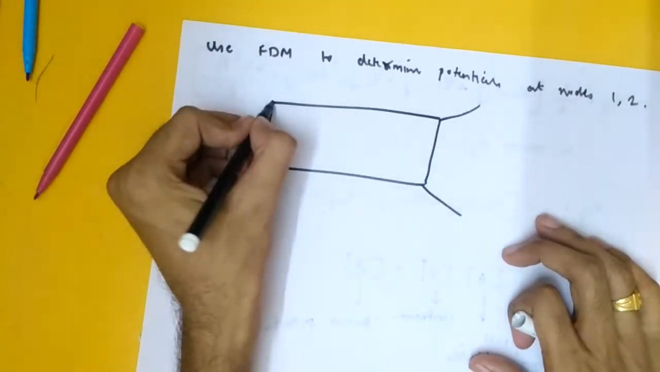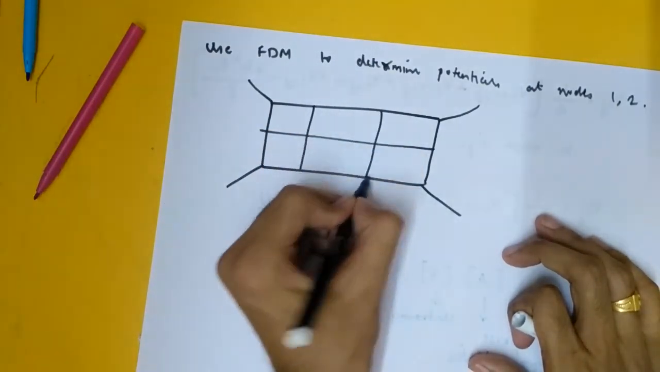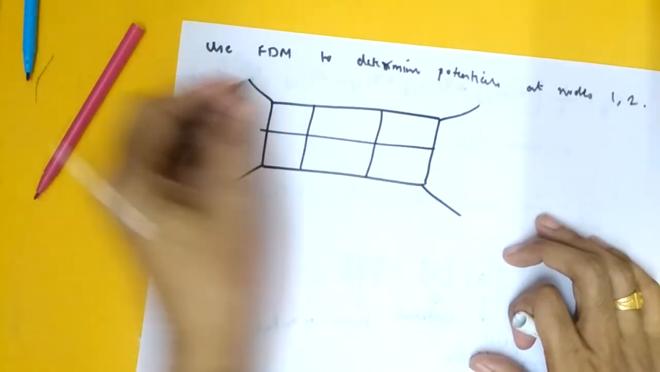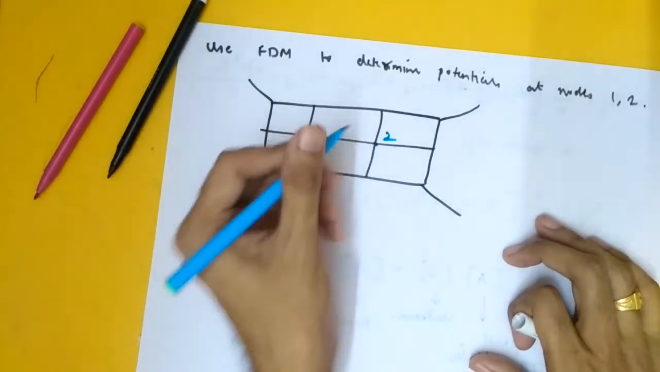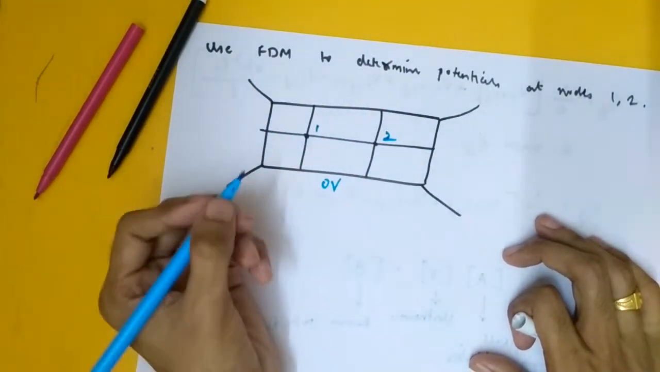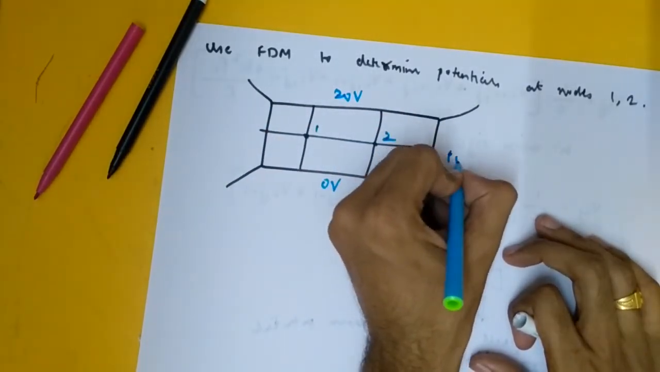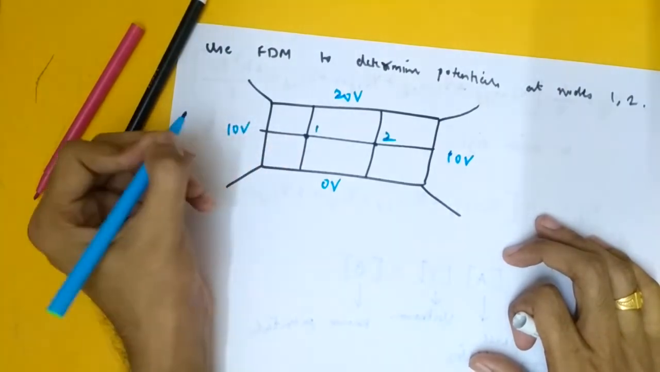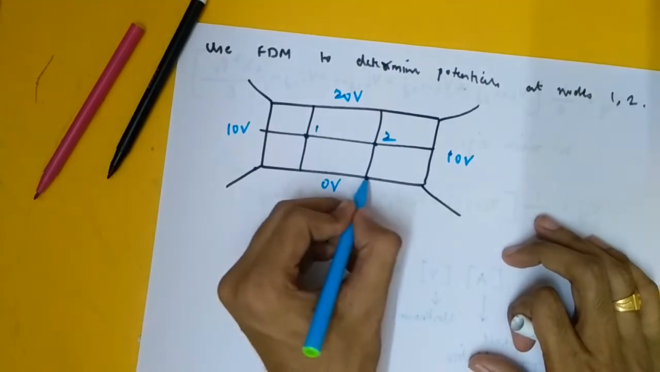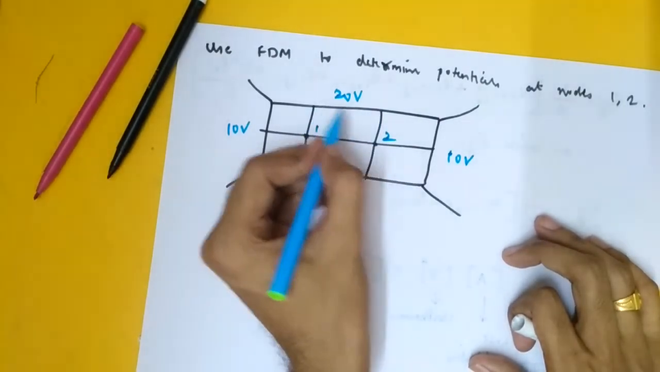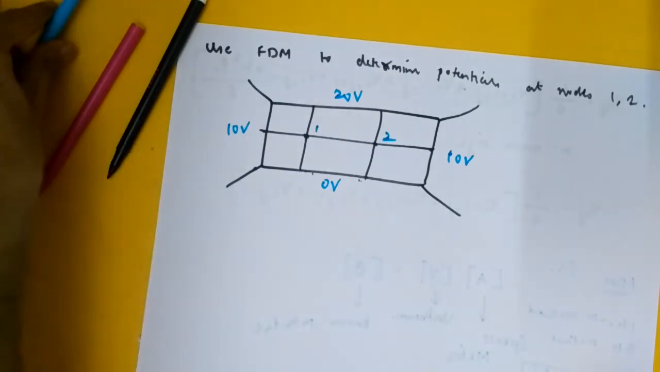So this is what they have given, the surface which we are assuming. So this is the potential at node 1, this is at node 2, and this they have given 0 volts. This is 20 volts, this is 10 volts, and this is 10 volts. Means all these two nodes are 0 volts, this is 20 volts, this is 10 volts, and this is 10 volts. Okay, so how will you solve this? You have to use FDM.